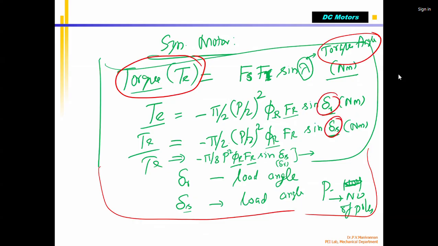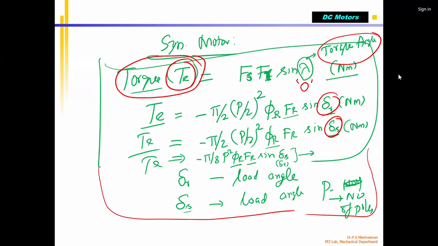Right, so my question is, sir, when the fields are aligned completely, when the stator is exactly in phase, then lambda will be zero. The torque will become zero. The motor will stop. Yes, I understand where you are going. Correct. If the angle becomes zero, there's no torque produced.